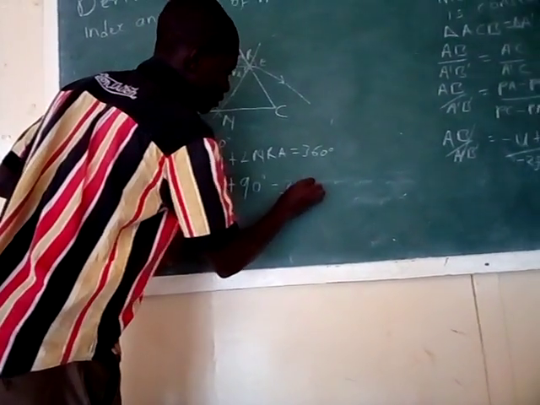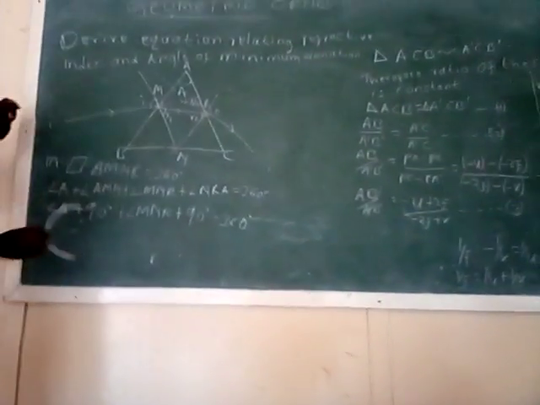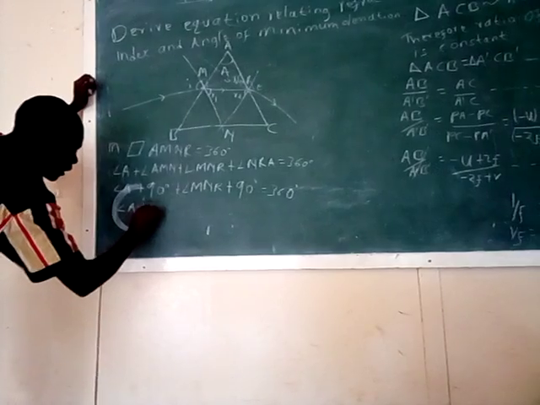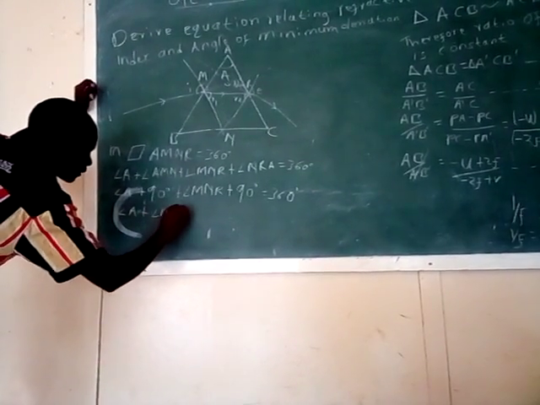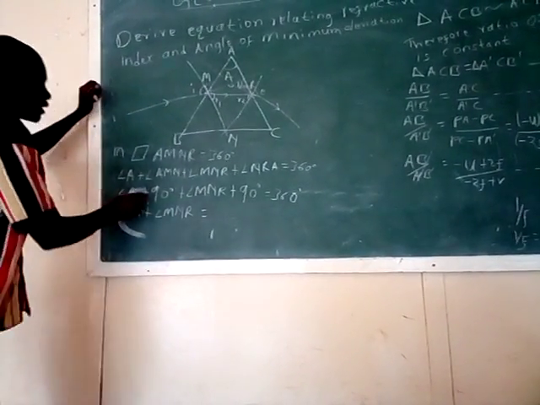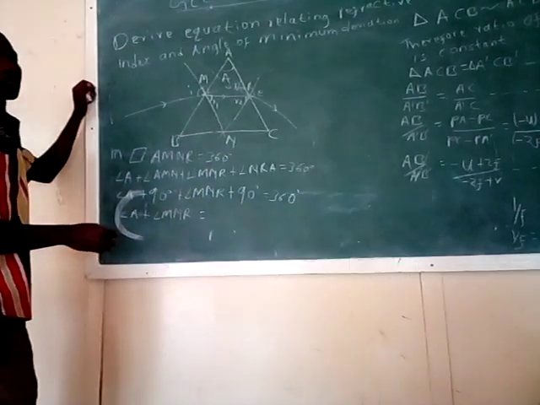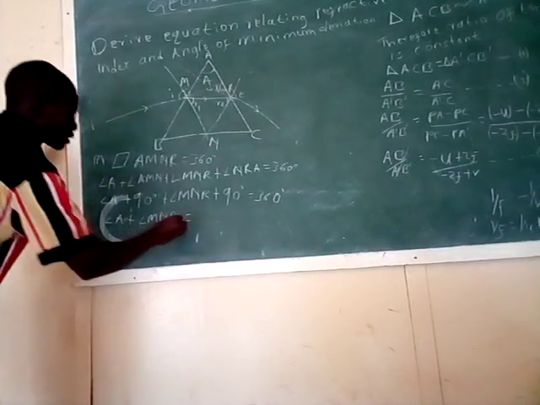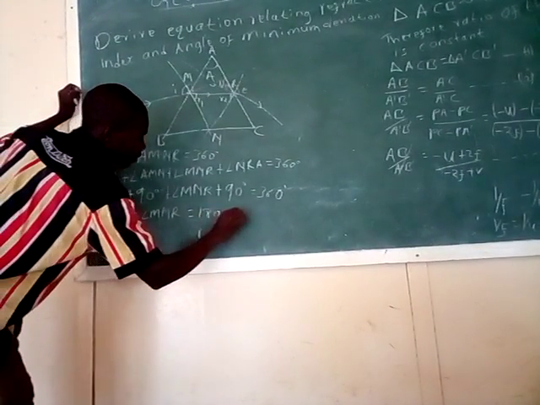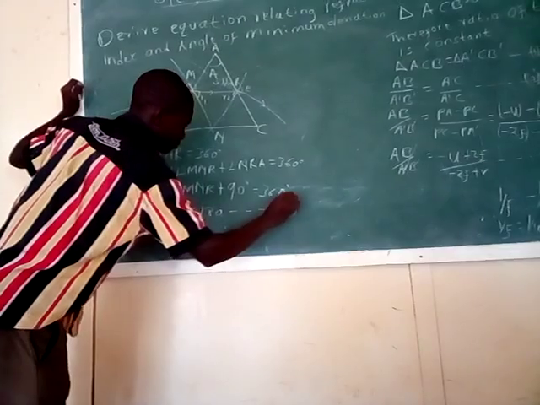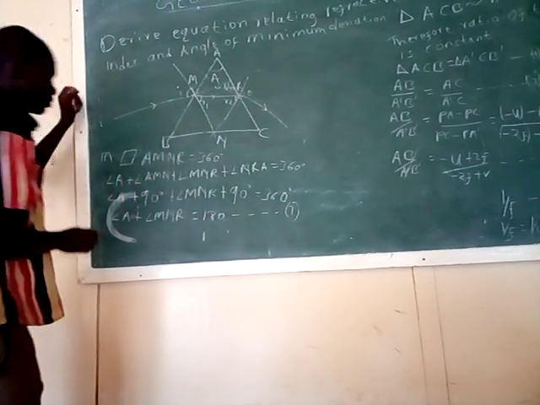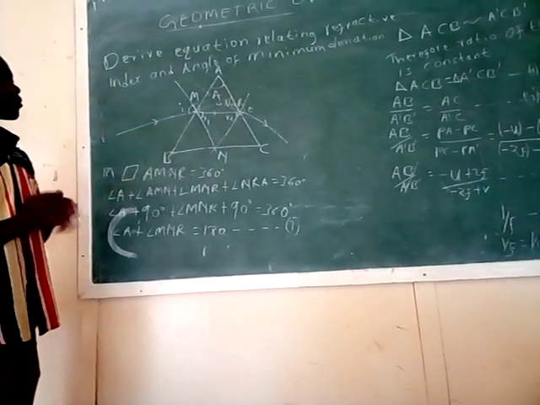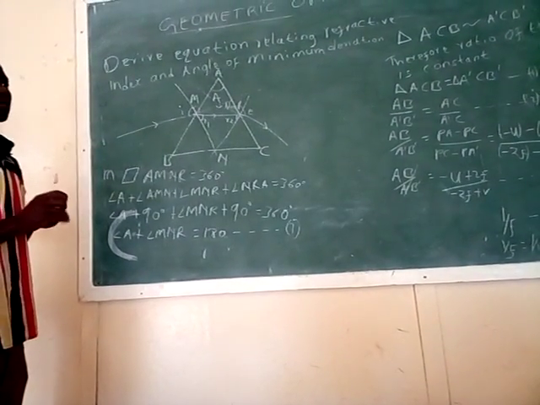So now we are going to have angle A plus angle MNR equal to 180, because 90 plus 90 is 180, and moving it to the other side of the equal sign, 360 minus 180 gives 180. We call this our first equation. So after having this diagram in this form, we are going to play with the angle properties.